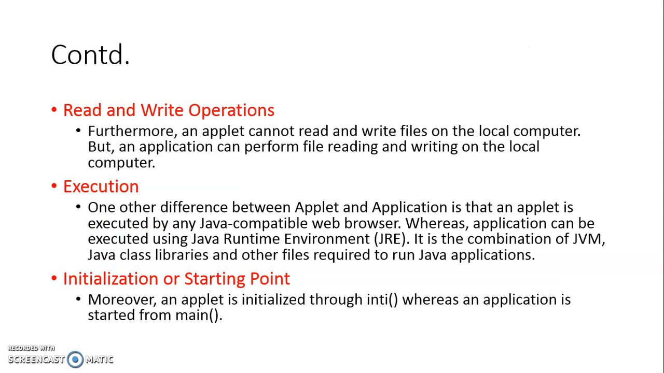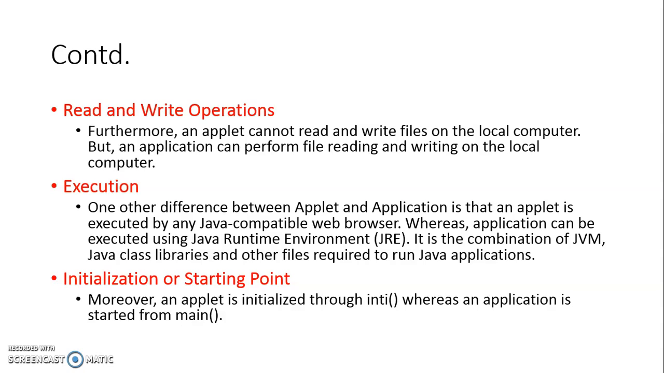Next we will see the difference related to read and write operations. An applet cannot read or write files on a local computer, but an application can perform the reading as well as writing on the local system. Execution related difference is an applet is executed by any Java compatible web browser, which is Mozilla and Safari, whereas an application can be executed using Java runtime environment. It is the combination of JVM, Java class libraries, and other files required to run the Java applications.